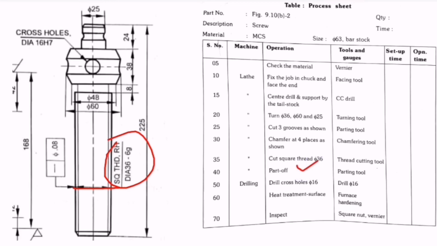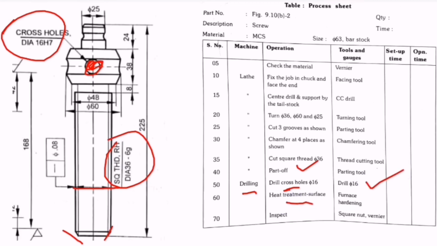Next, parting tool. With the help of the parting tool, section or part off the unnecessary material or unnecessary edges. Next to drilling, drill cross holes of 16 diameter. These are 16 diameter holes, so drill the cross holes of 16 diameter with a drill bit of 16.